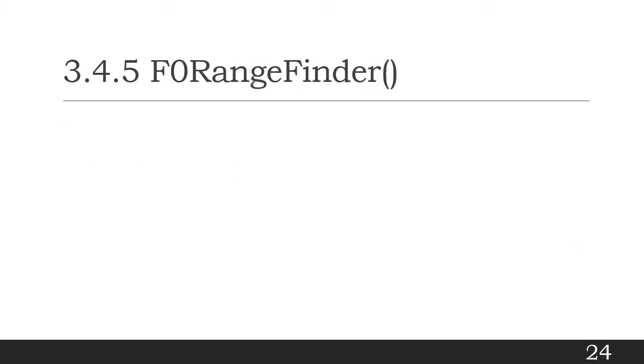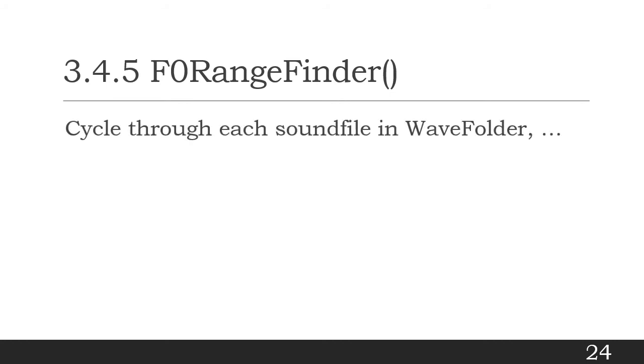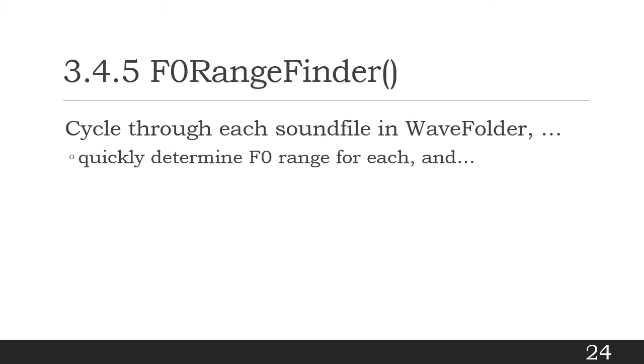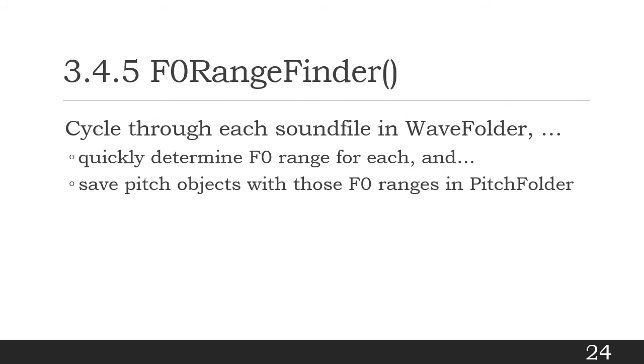Next, we'll talk about F0 rangefinder. As the name suggests, what this does is cycle through each sound file in some folder on your computer, we'll call WAV folder, and it will help you quickly determine the F0 range for each. And it will save pitch objects with those F0 ranges in a pitch folder. So let me illustrate what this means with an example. So here's the usage. You give it the WAV folder, pitch folder, and there's also a flag to tell R whether you want to allow it to overwrite files if there already are some in that folder.